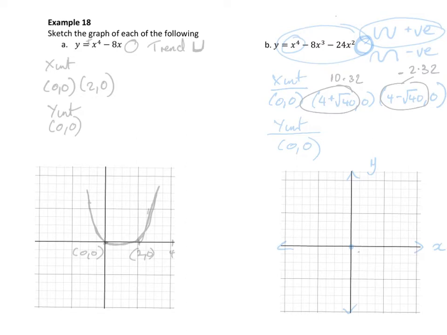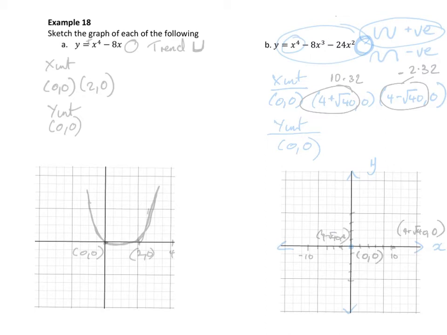So let's put some of our information in. We've got 0, 0. We've got 10.32. 4 plus root 40 would be around about there. I've gone up in 2's on my x-axis. So that's that one, 4 plus root 40, comma 0. And my other one is around about here. And that is 4 minus root 40, comma 0.